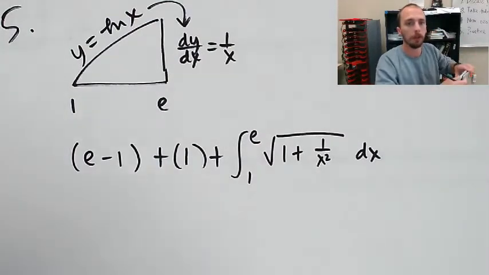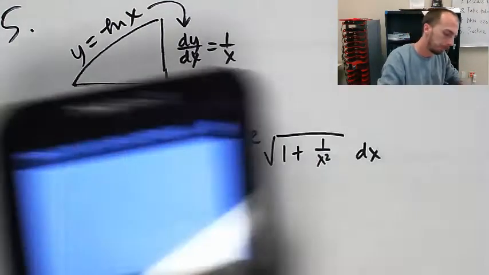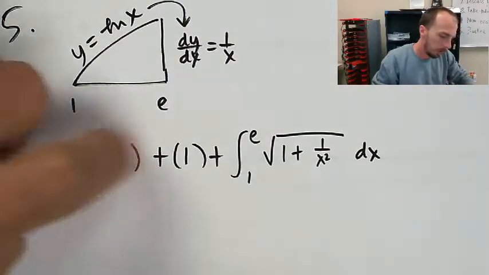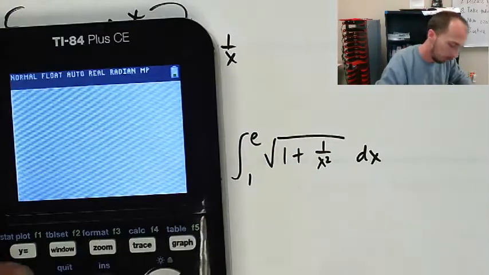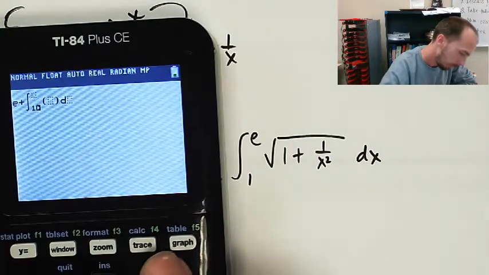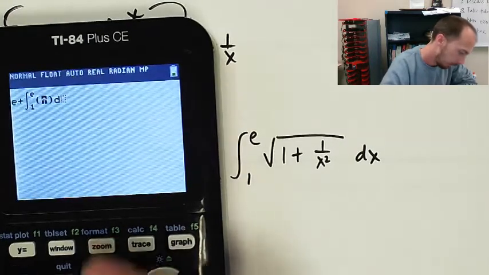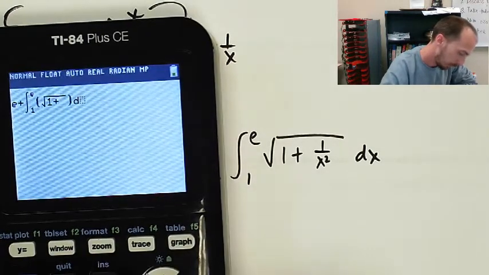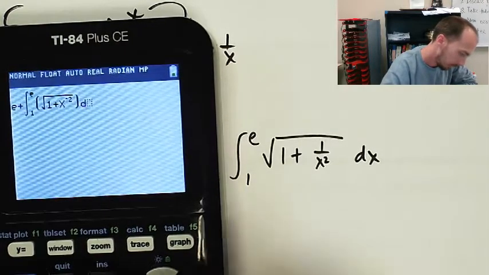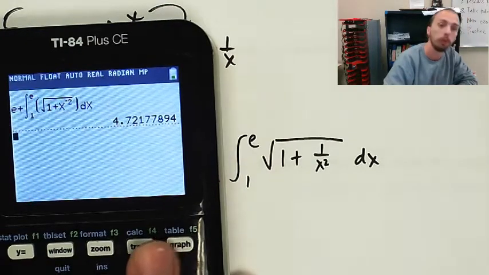Let me grab a calculator and let's get this going real quick. Okay, so e plus that integral, so e plus the integral from 1 up to e of the square root of 1 plus 1 over x squared, which is x to the negative 2, dx. It's 4.722.